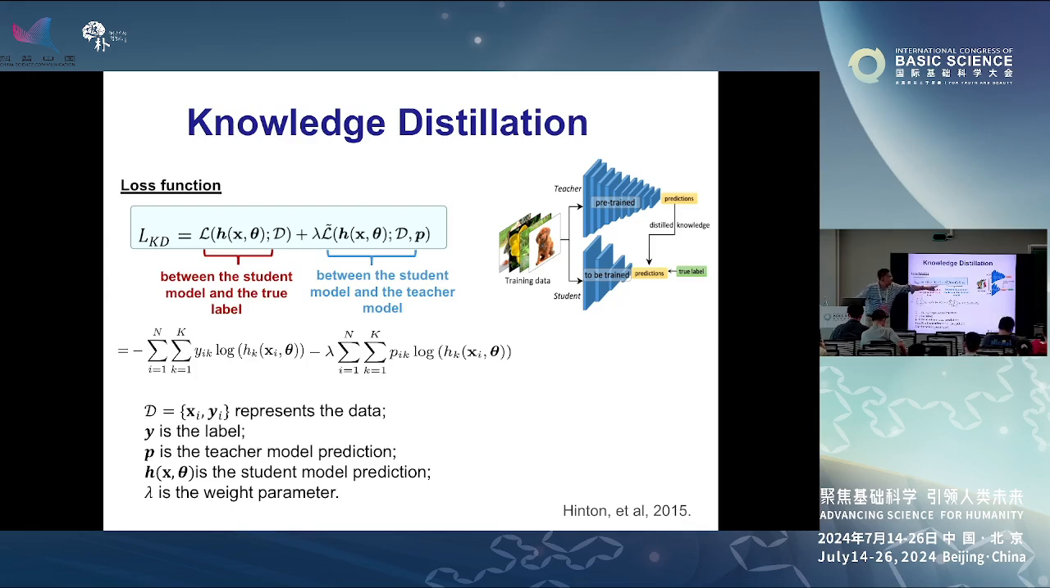At the same time, they have a second component, which is that we want to learn from the teacher. The teacher has a prediction, and I want the student prediction to be as similar as possible to the teacher prediction. So we use a lambda to control these two, sometimes conflicting, predictions. This is the idea.